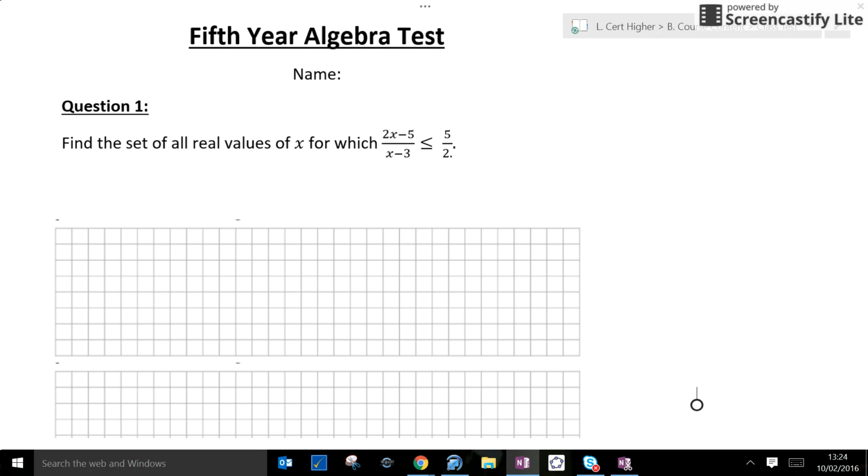Okay, question 1. Find the set of all real values of x for which (2x minus 5) over (x minus 3) is less than or equal to 5 over 2. Okay, what we have here is an inequality.